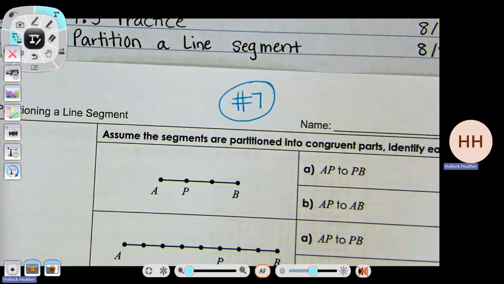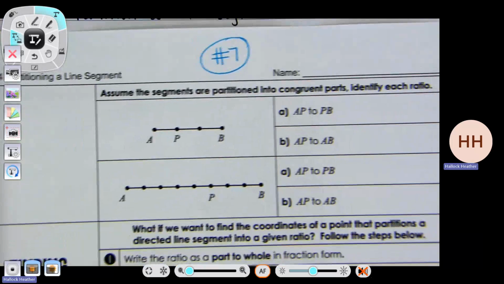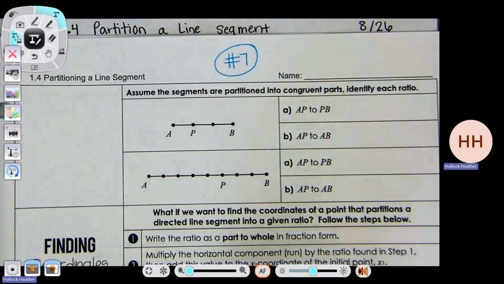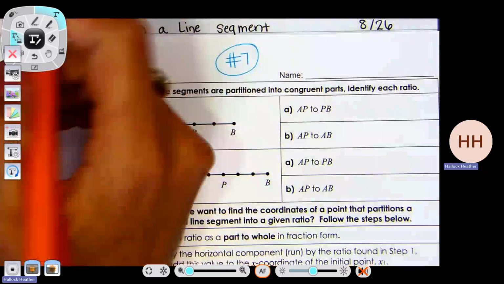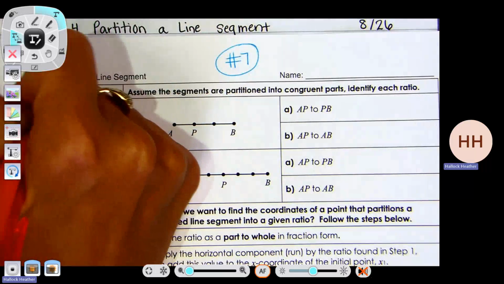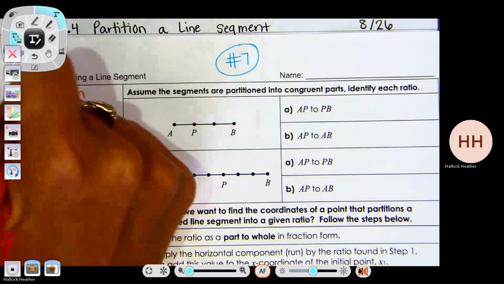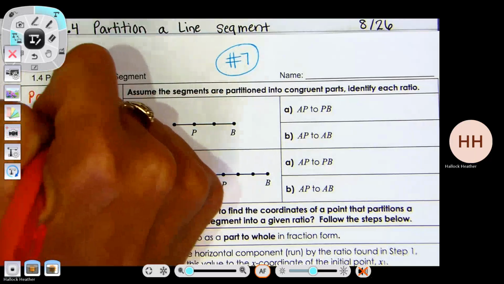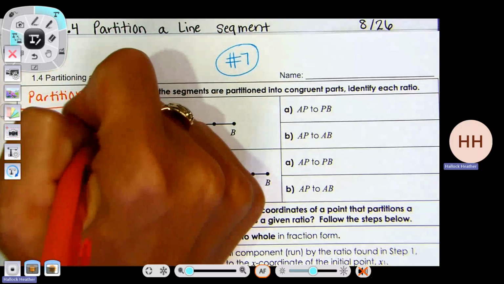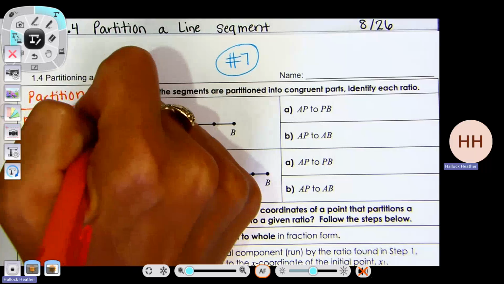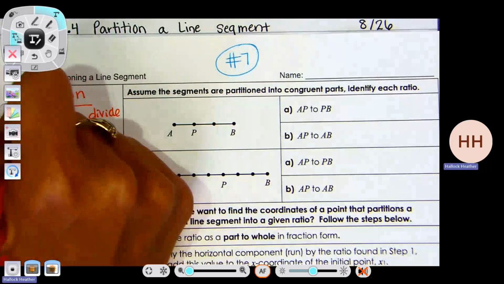Okay. So on here, the first thing I want you to write off to the side, in this little open area, is what partitioning actually is. To partition something. So partition means to divide something or to divide into pieces.